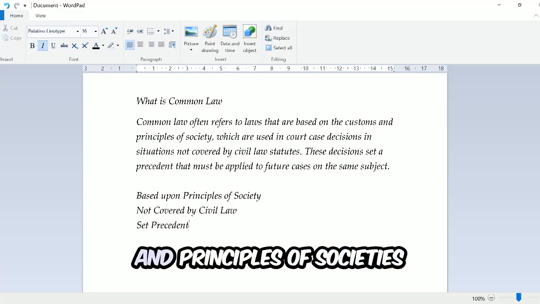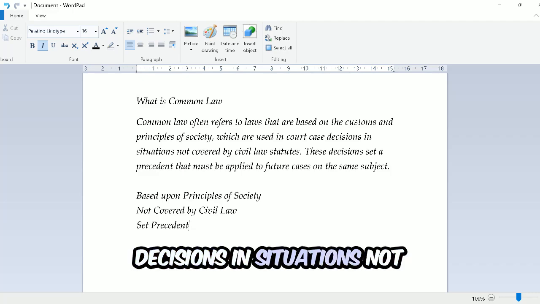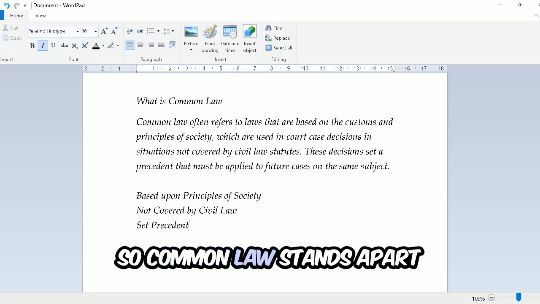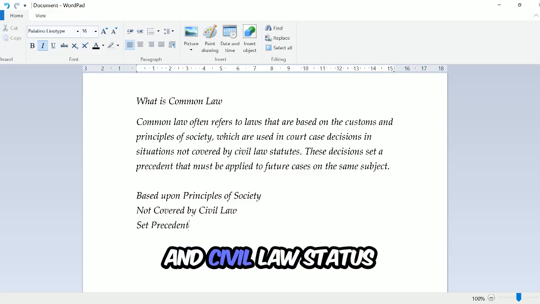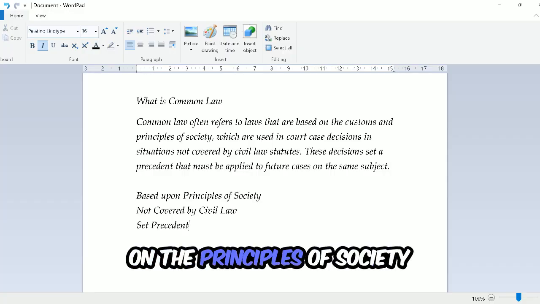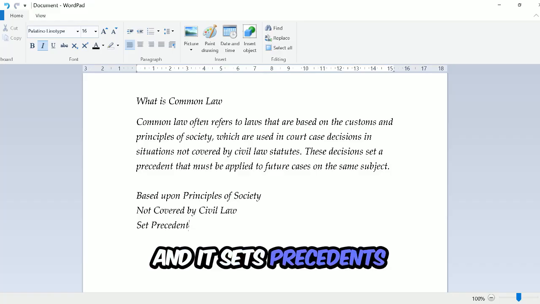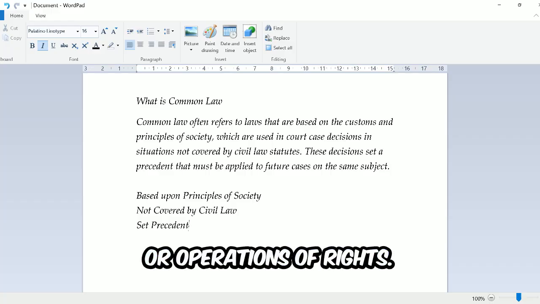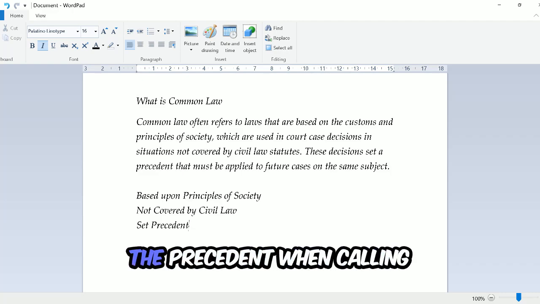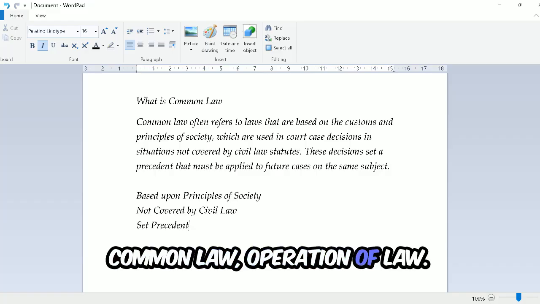And these customs and principles of societies are used in court case decisions in situations not covered by civil law statute. So common law stands apart from civil law and civil law statute and civil law recognition. So common law is based on the principles of society, not covered by civil law. And it sets precedents for court cases or operations of rights. So principles of society set the precedent when calling on common law rights, common law operation of law.